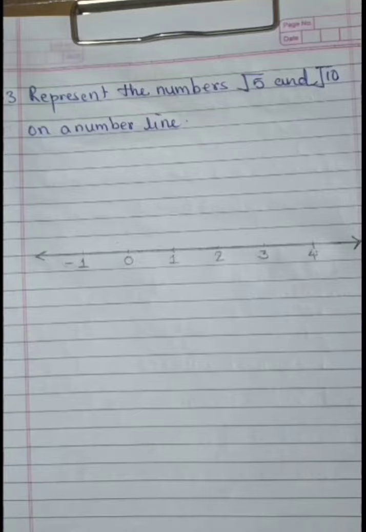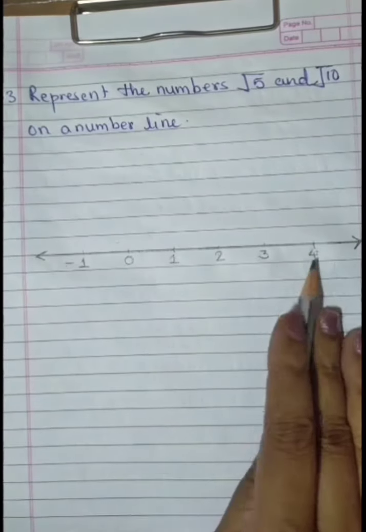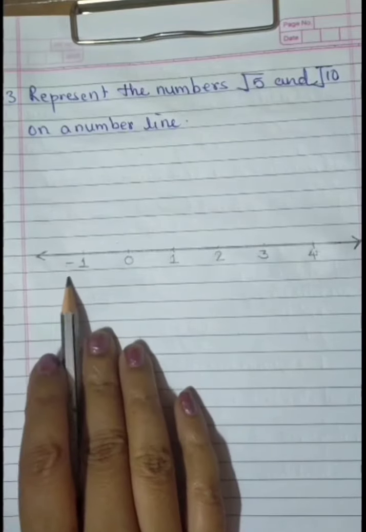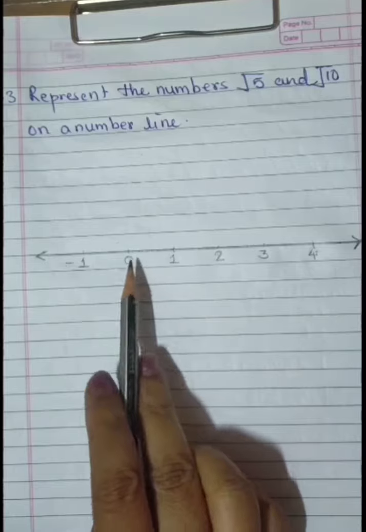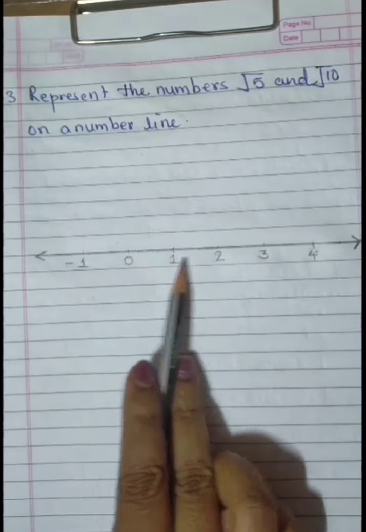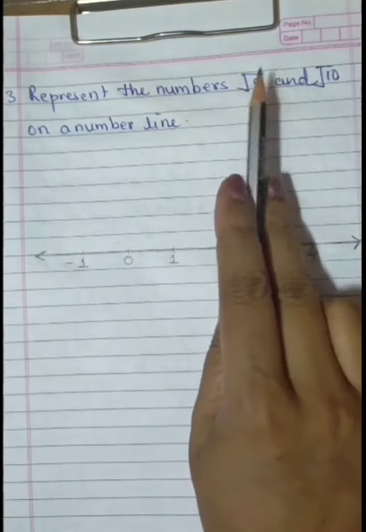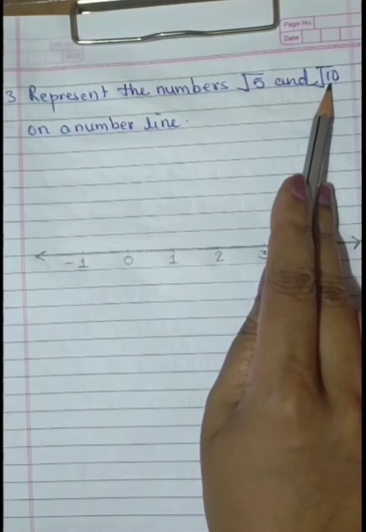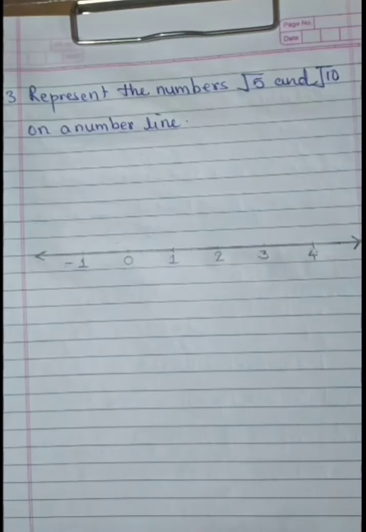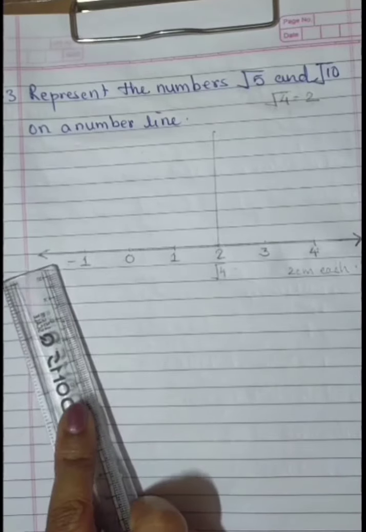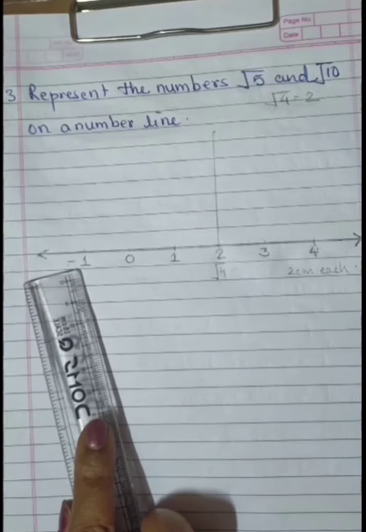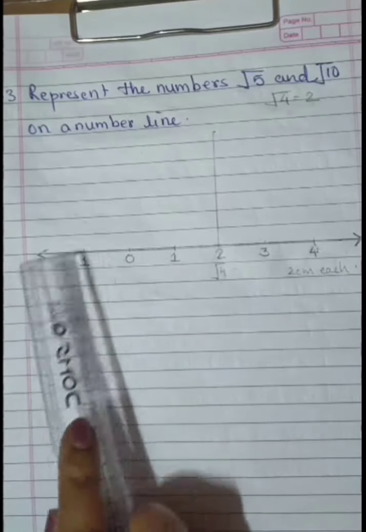So I have drawn the number line. I have taken 2 centimeter gap in between. As you can see this is negative sign, but I have not taken too much negative side because we have to solve positive root 5 and positive root 10. Now we are going to draw. I have drawn one line which has only one negative point because there is no need.